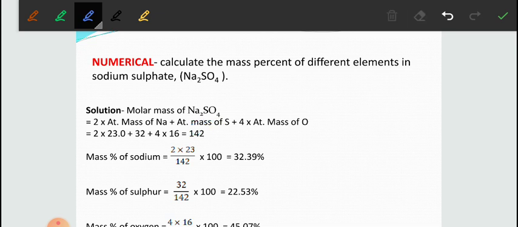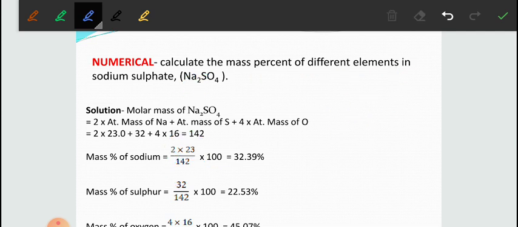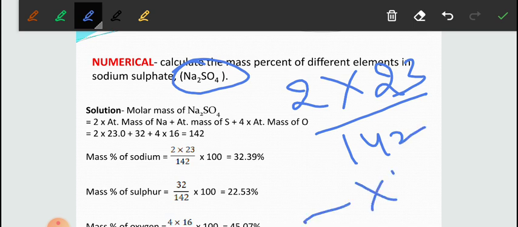Now you need to find the mass percentage of the different elements. First, for sodium. How many atoms are given? 2. So 2 into 23, which is the atomic mass of sodium, divided by the total 142, into 100. Whatever answer we get, multiply by 100, and you will get the mass percentage of sodium.